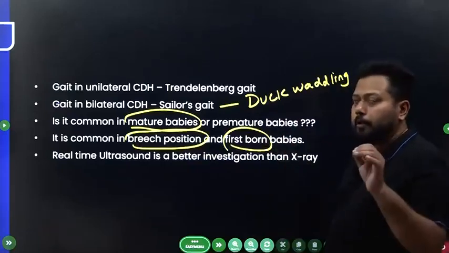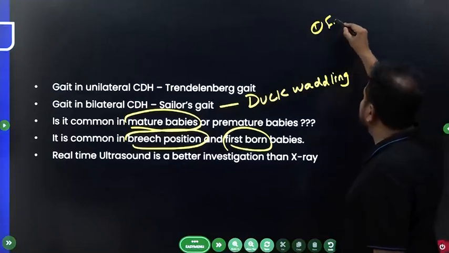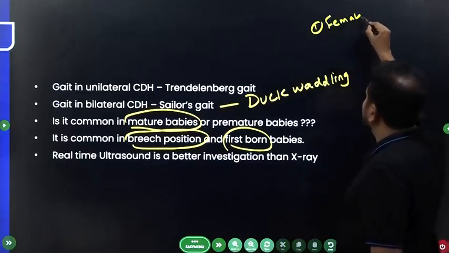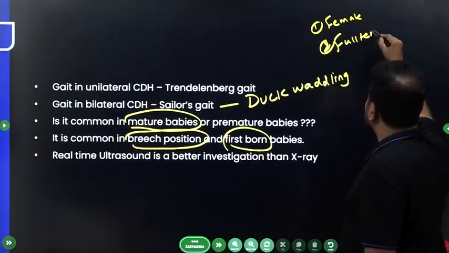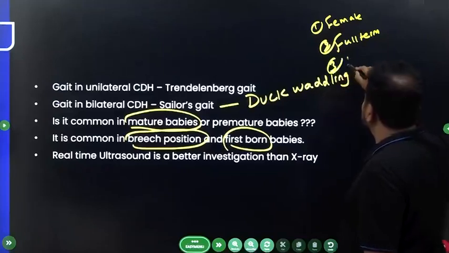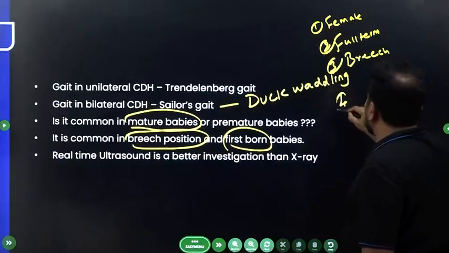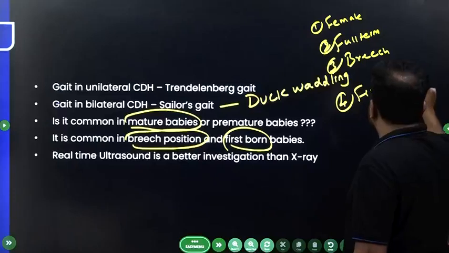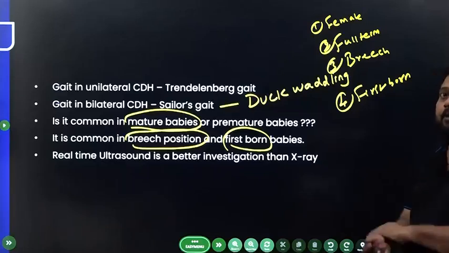So what are the predisposing factors or associated factors? Number 1, female child. Number 2, full-term child. Number 3, breech baby. Number 4, firstborn baby. These are the associations. A firstborn female, full-term baby of breech presentation has a very high chance of developing DDH.